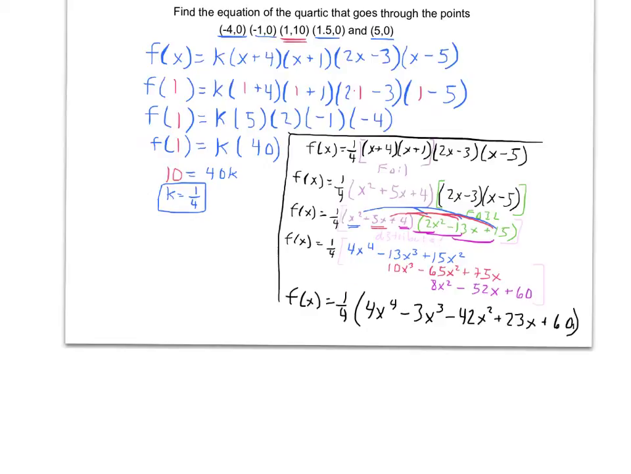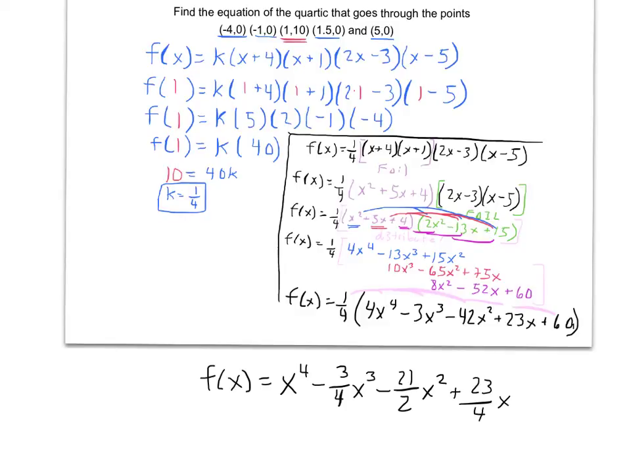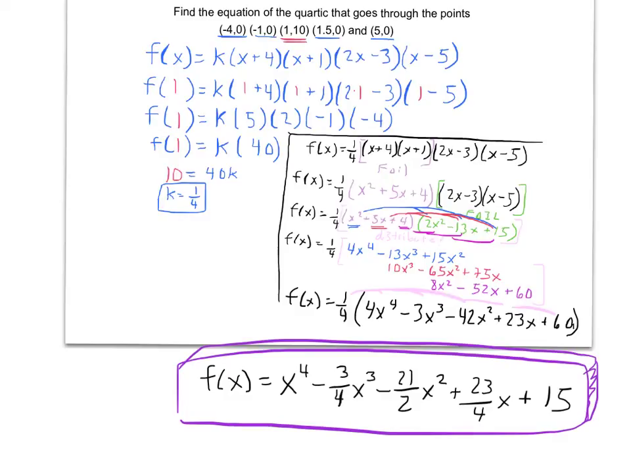And now this 1/4, I can apply that scalar across the whole thing. So 4 and 4 makes just 1, so x to the 4th minus 3/4 x cubed minus, let's see here, that's going to be 21 halves x squared plus 23 over 4 x. We could convert these all into decimals, plus 15 at the end there. And plug it into a calculator to double check. And it is not hitting my original 4 points, so I did it wrong.